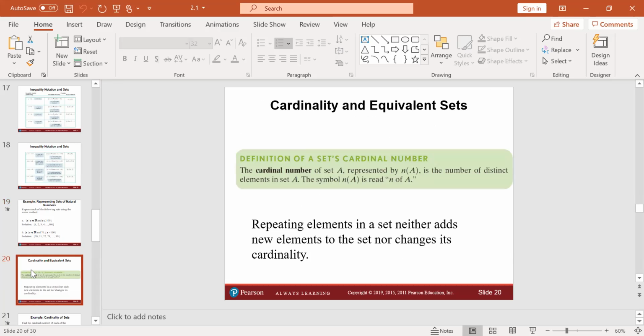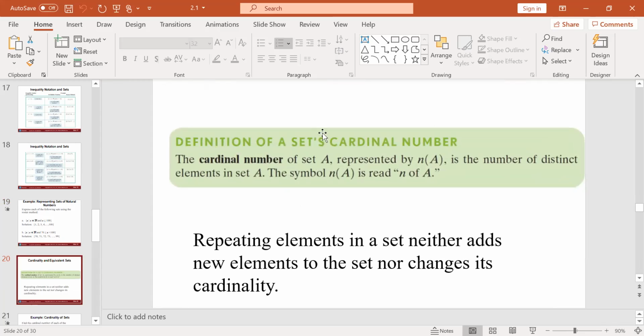The word they use is cardinality, or the cardinal number. Why do they use that word? It's just a word, it's just a definition. They decided it works. That's what they want to call it. The cardinal number of a set A is just the number of elements in that set.